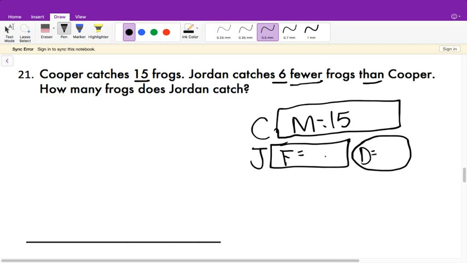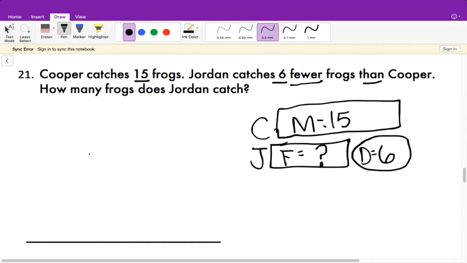And then Jordan, it's saying he catches 6 fewer than Cooper. It doesn't just say Jordan catches 6 frogs. It says 6 fewer frogs. So 6 is our difference, 6 fewer than. And then the question is asking, how many frogs does Jordan catch? So I know we don't know this information. That's what we need to solve for. So I'm going to put a question mark for how many frogs Jordan caught.